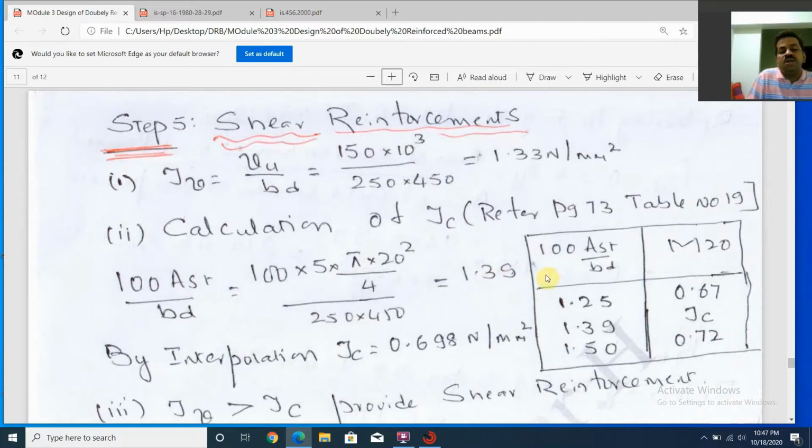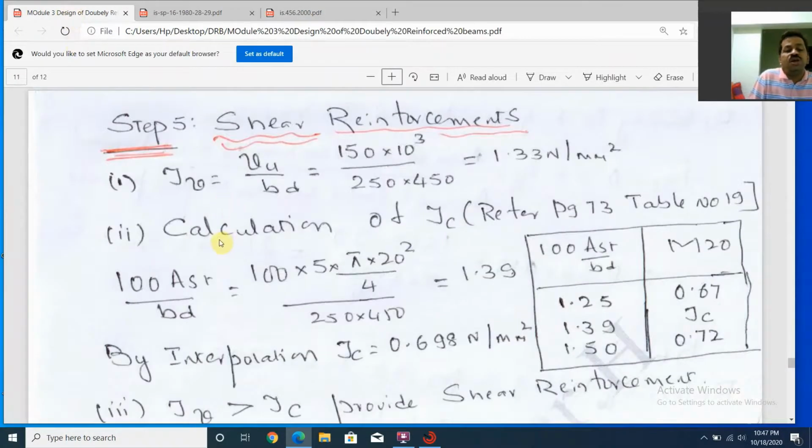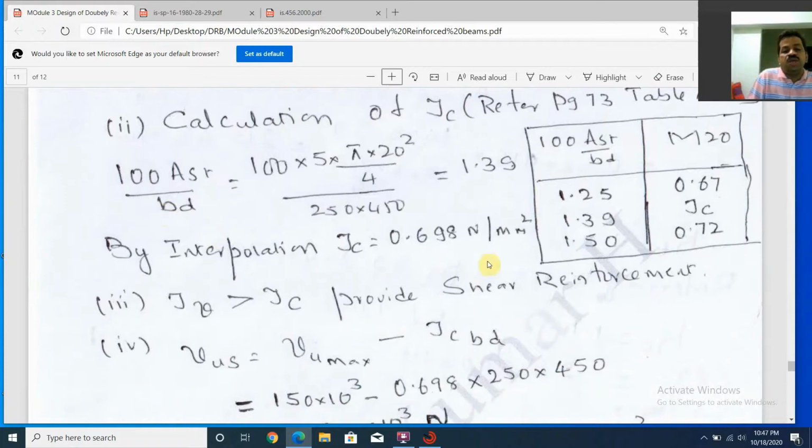Hence with that regard we get 1.39. So hence 100 Ast by bd, M20. So hence we are going to refer this code book for a value of 1.25. 1.25 is somewhere here and 1.5 there. So for 1.25 for this grade of concrete is 0.67 and for 1.5 we have 0.72. So hence with that regard I have written here. So doing by interpolation we would get 0.698, with the values between these two, hence the interpolation is correct.